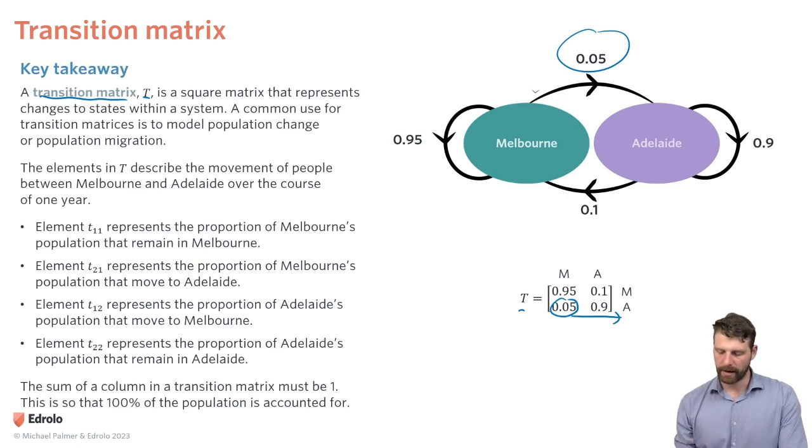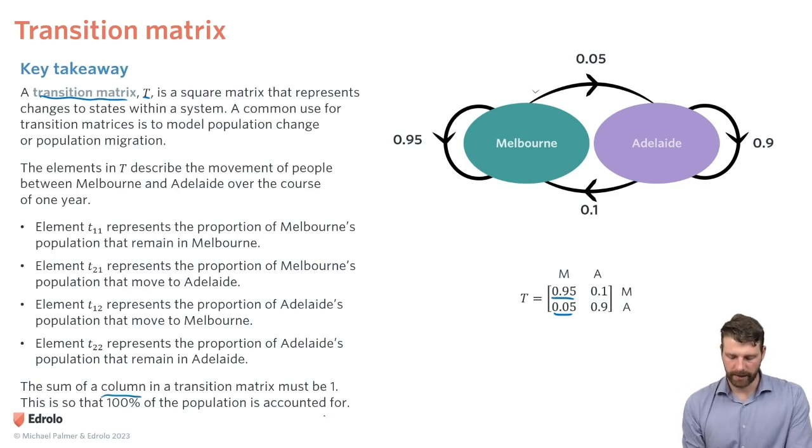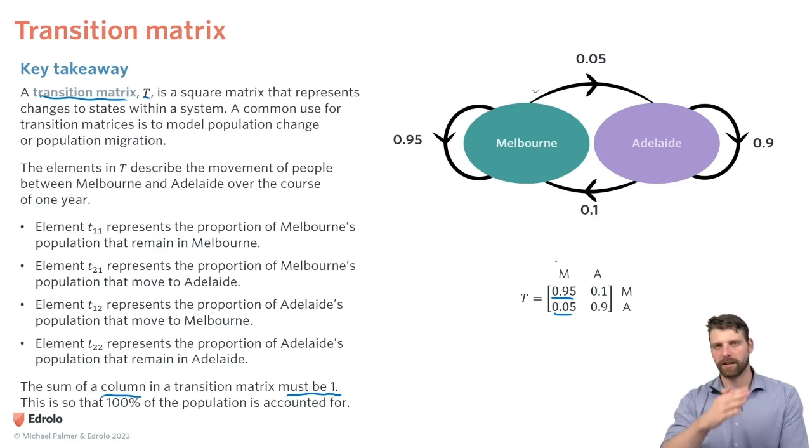All right, the next one, we've got this position here. That's from Adelaide to Melbourne, and that's 10%, just like in the diagram. And the last one, Adelaide to Adelaide, is 0.9. What you should notice here is that we've got 0.95 and 0.05, and they line up and they add to 1. So the columns in a transition matrix must add to 1, okay? And that's here as well. And that's because 100% of the people in Melbourne need to either stay there or move somewhere else.